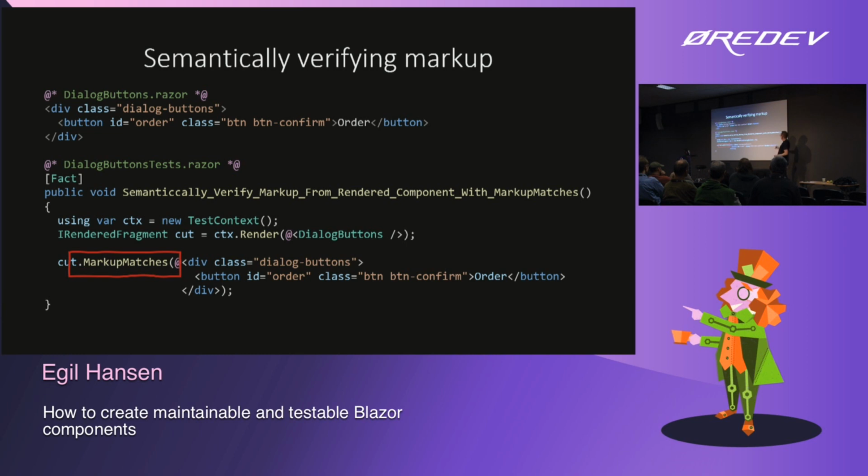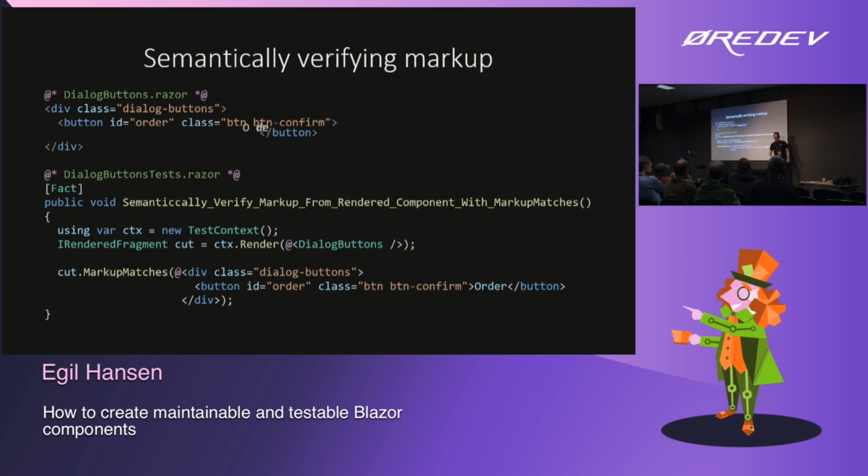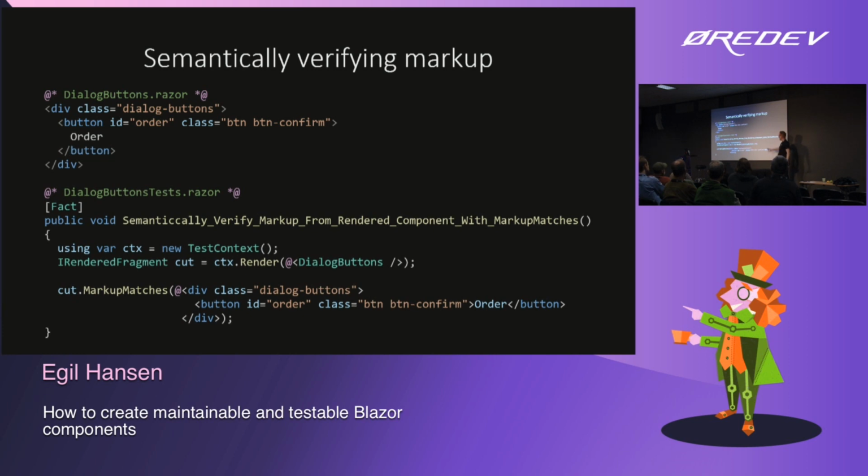But enough of that. Anyway, the markup matches method, right now we're just passing in the same markup as we have both in the component and in the test. But if we reformat the component, markup matches is going to notice that these two are semantically the same. They're going to look the same in the browser, so it doesn't matter, and the test will still go green. We can change the order of attributes. The test will still go green because that doesn't matter to the browser, so it shouldn't matter to our test.